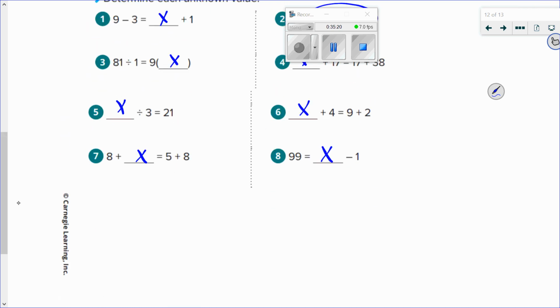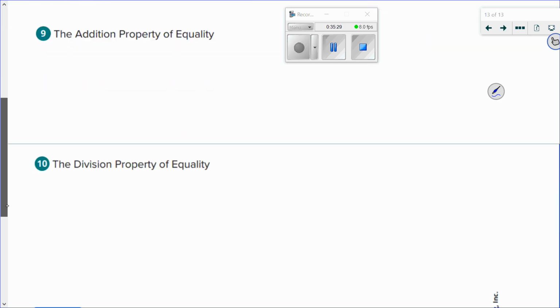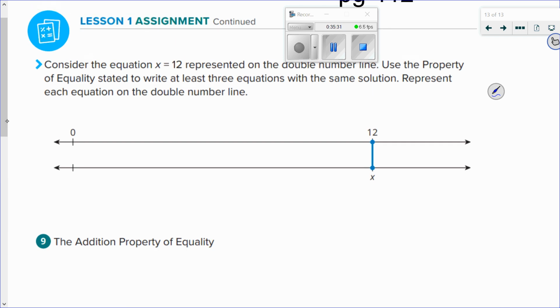Okay, on your second page. This one, they're just asking you that we just did this. All you're doing is using addition and division properties to rewrite 3 equations, okay? Any questions on your homework? No. Guys, should be pretty easy for you.